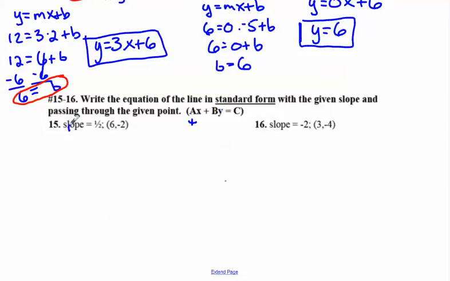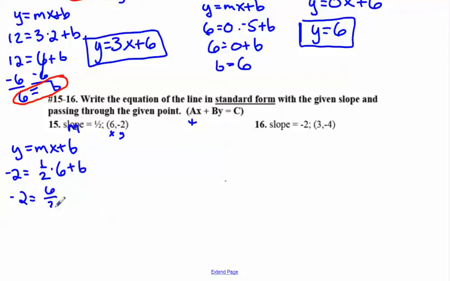I'm going to start the same way as before with y equals mx plus b. And my m is 1/2. Here's my x and my y. So negative 2 goes for the y, and 6 for the x, and I don't know b. Alright, 1/2 times 6, negative 2 equals 6 over 2 plus b, and 6 over 2 is 3. Negative 2 equals 3 plus b.